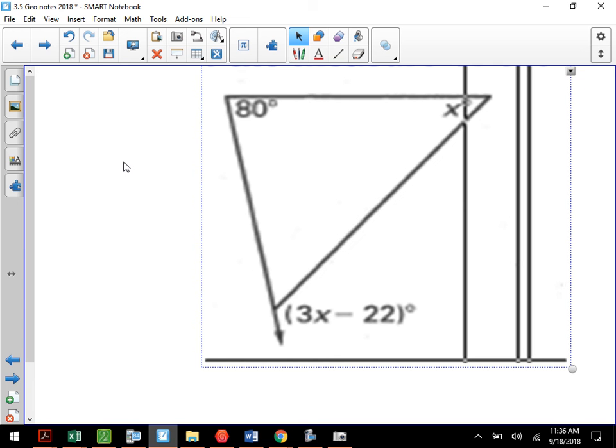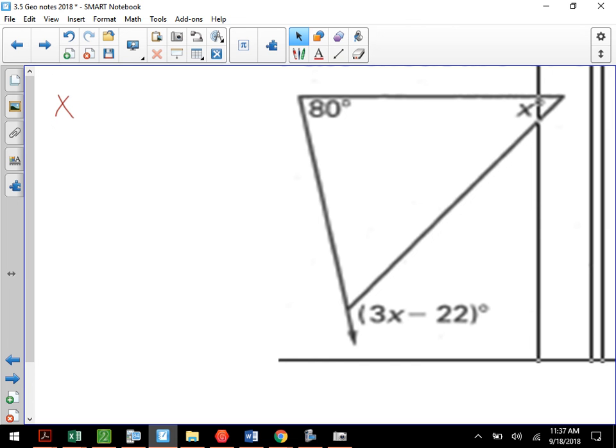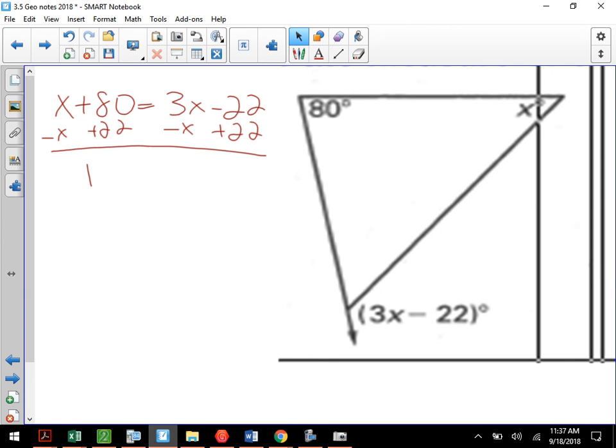Okay, obviously this is pretty simple. So we know that x plus 80 has to equal 3x minus 22. Does it matter which gets written down first? Nope. You've got variables on both sides of the equation. Pick on the little guy, so I'll move the x. At the same time, I'm going to add 22. So we get 102 is 2x, which makes x 51.